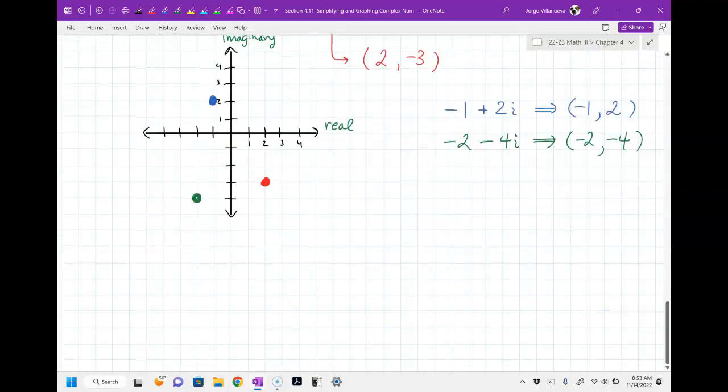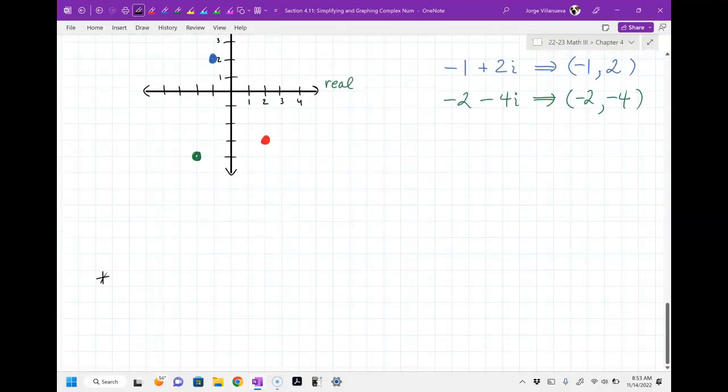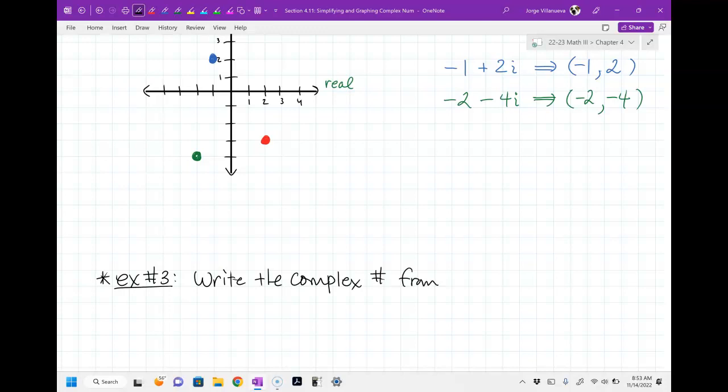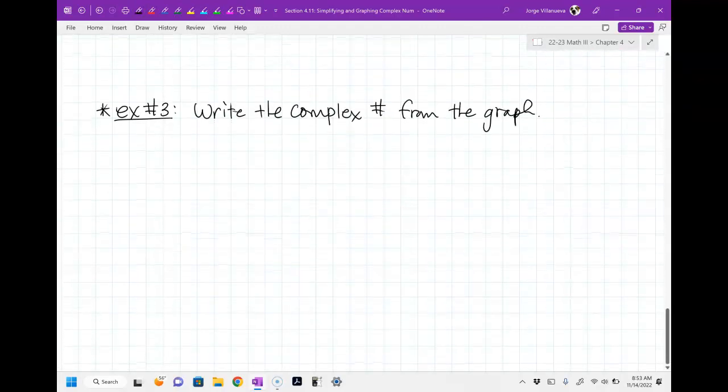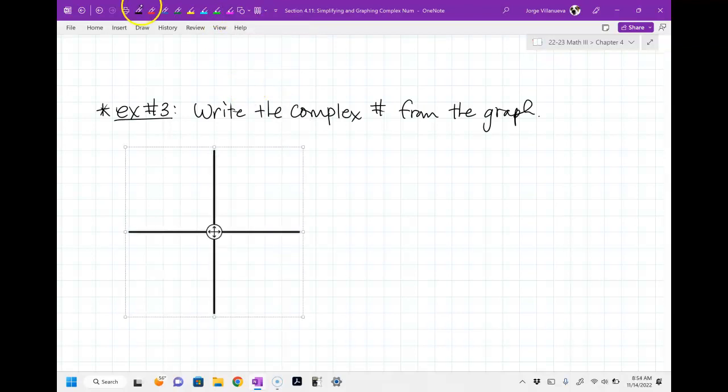All right. So last one is going to be example number 3. Write the complex number from the graph. Write the complex number from the graph. So I'm going to do 3 of these. By the way, none of these come from your homework because they're easy enough where you should be able to do them quickly. It doesn't take a long time.